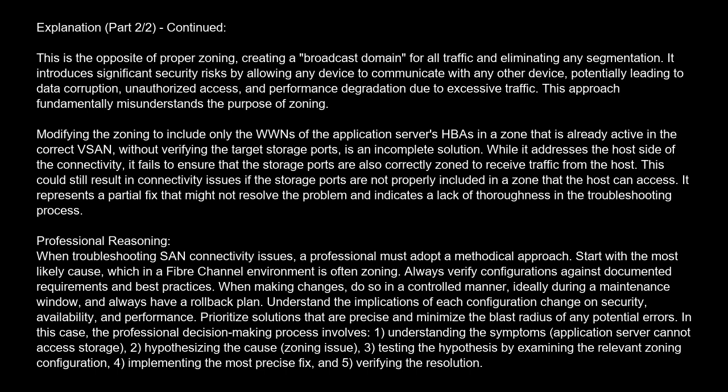This approach fundamentally misunderstands the purpose of zoning. Modifying the zoning to include only the WWNs of the application server's HBAs in a zone that is already active in the correct vSAN, without verifying the target storage ports, is an incomplete solution. While it addresses the host side of the connectivity, it fails to ensure that the storage ports are also correctly zoned to receive traffic from the host. This could still result in connectivity issues if the storage ports are not properly included in a zone that the host can access. It represents a partial fix that might not resolve the problem and indicates a lack of thoroughness in the troubleshooting process.